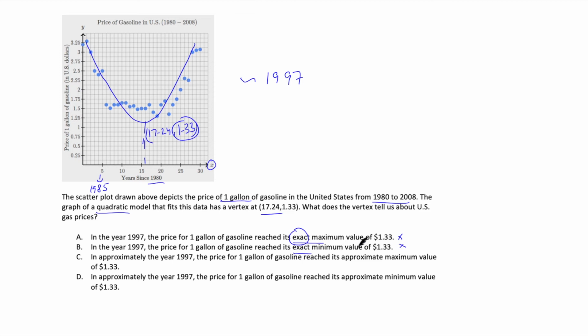In approximately the year 1997, the price for 1 gallon of gasoline reached its approximate maximum value. No, it's a U-shaped graph. It's a minimum value. The graph is upward open. Please be careful. In approximately the year 1997, the price for 1 gallon of gasoline reached its approximate minimum value of $1.33. D is our answer.